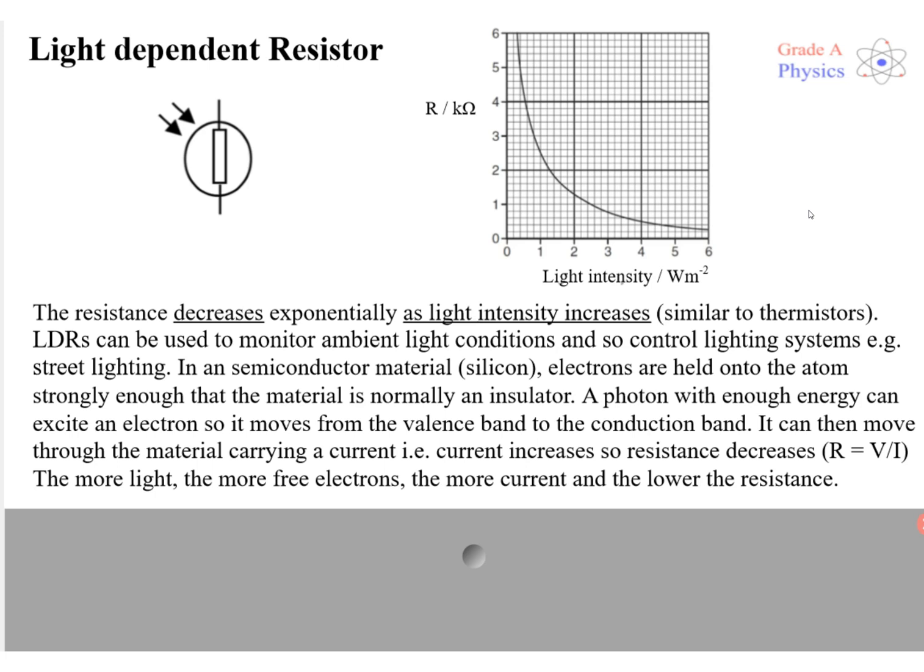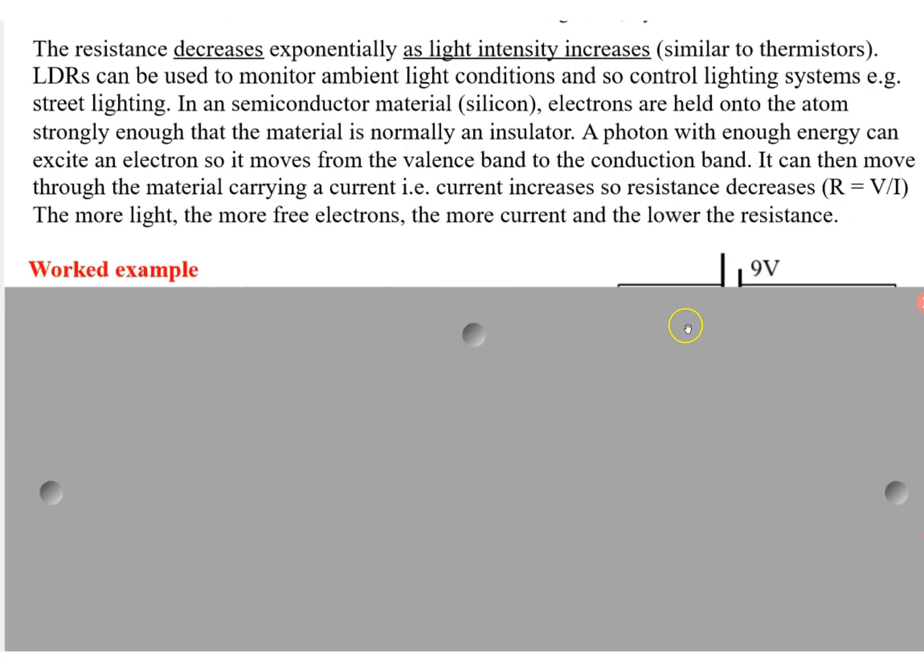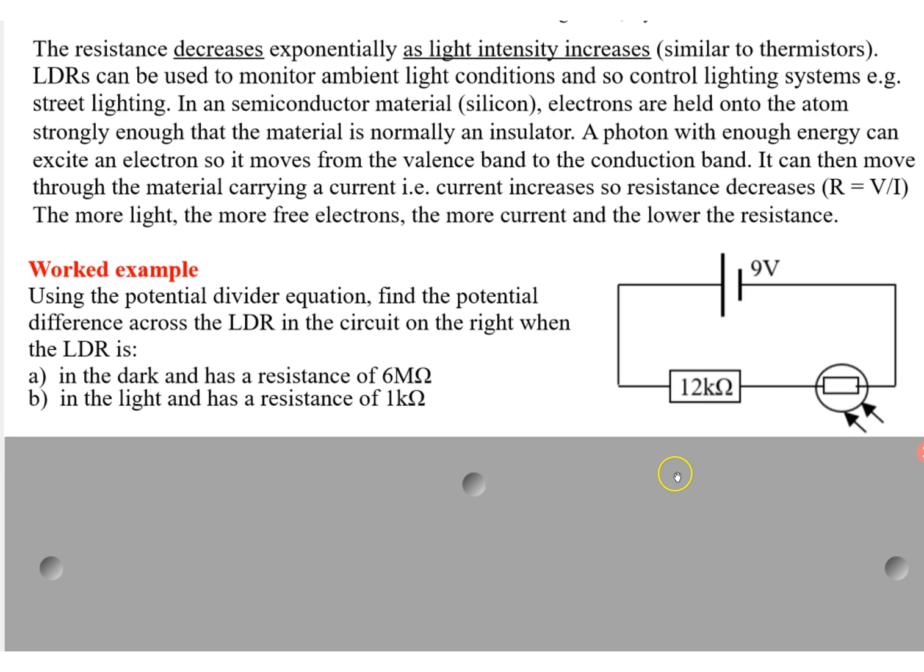So as the number of photons increases, because the light intensity increases, then more electrons are released from the previously trapped valence band, and we increase the number of delocalized electrons available. So the basic principle is very, very similar.